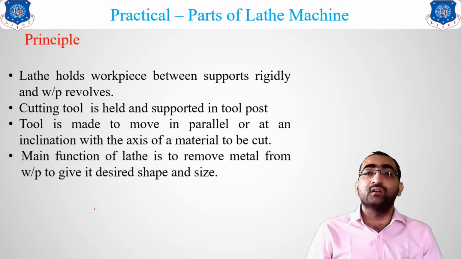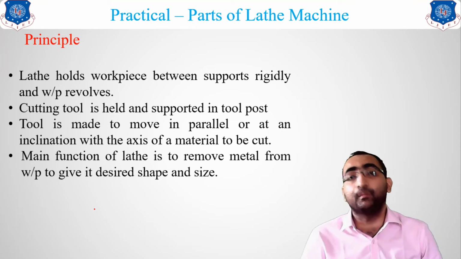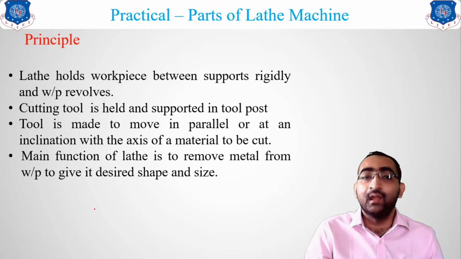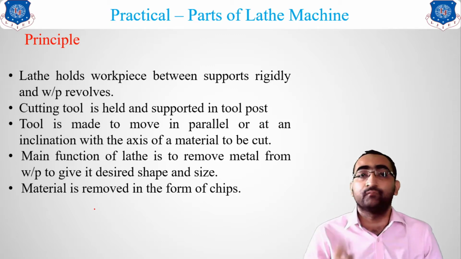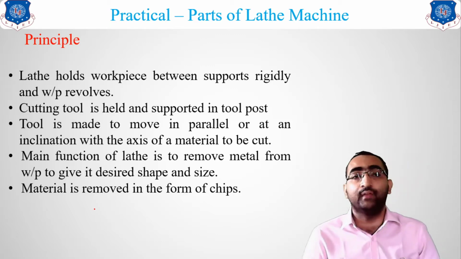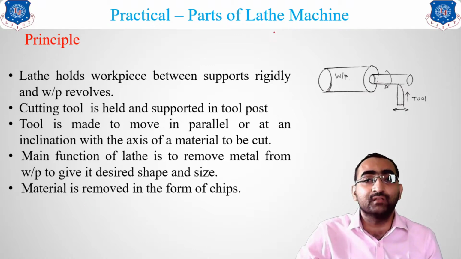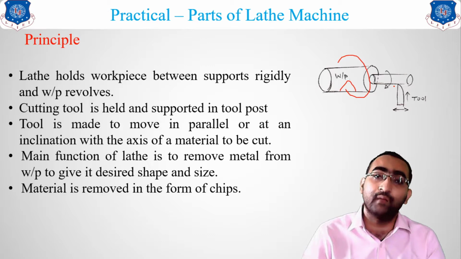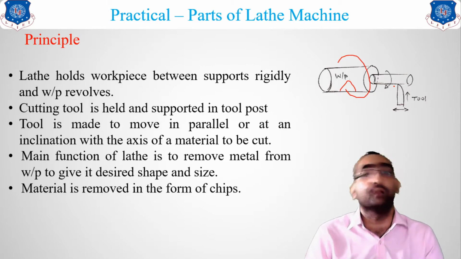So what is the main function? The main function of the lathe is to remove metal from the workpiece so that we can get the shape which we require. And how does it form? The material is removed in the form of chips. So the basic principle goes like this: the workpiece rotates on its own axis, and we adjust the tool according to our requirement and the shape we want, and move our tool in that way.